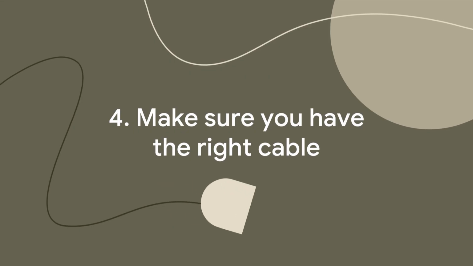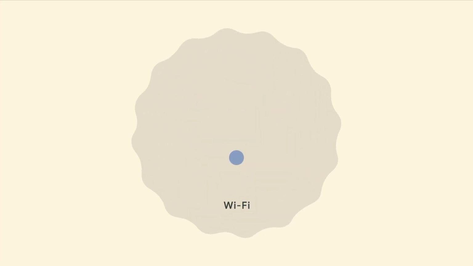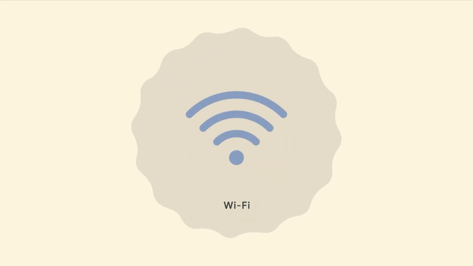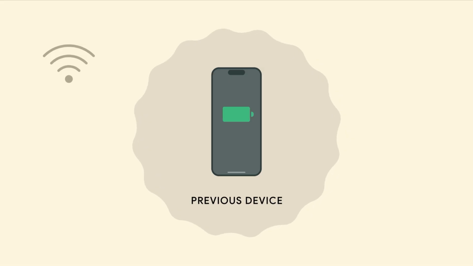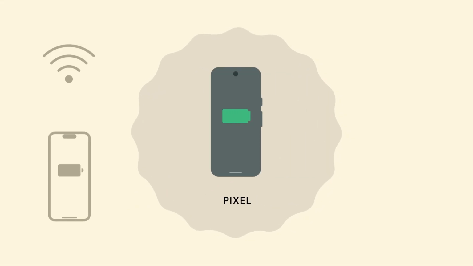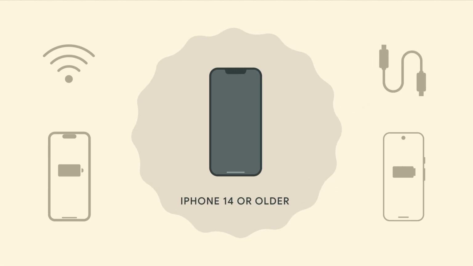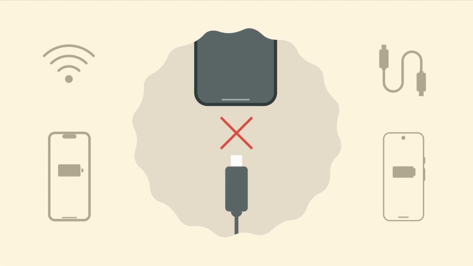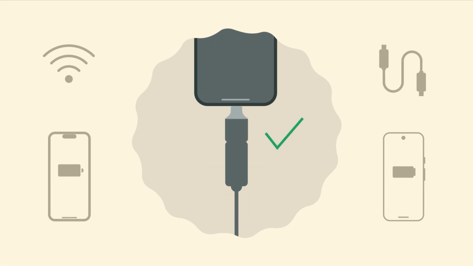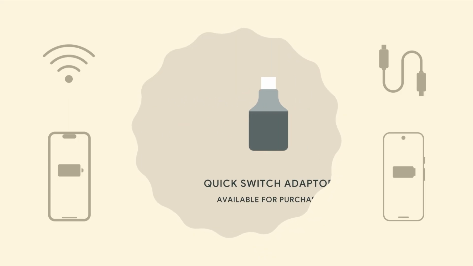Make sure that you have the right cable. When it's time to transfer, you'll need a strong Wi-Fi connection, your fully charged previous device, your fully charged Pixel, and a USB-C cable. If you are transferring from an iPhone 14 or older and don't have a Lightning to USB-C cable, quick switch adapters are available from the Google Store.